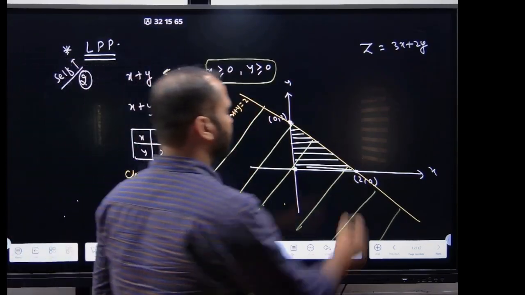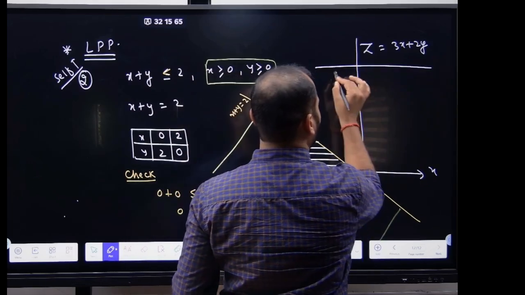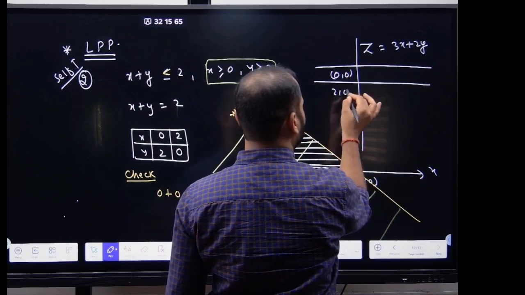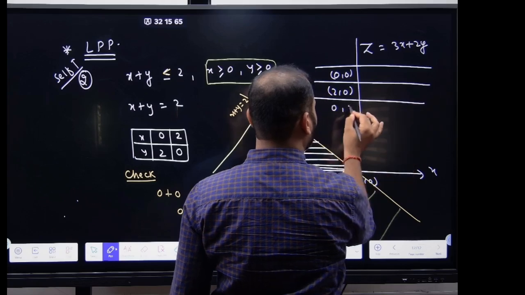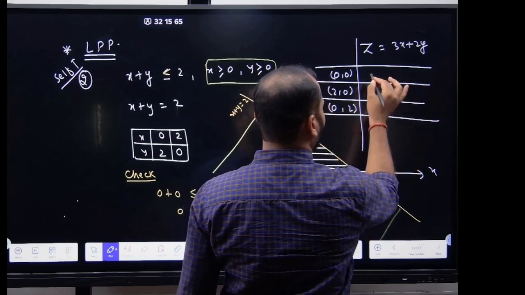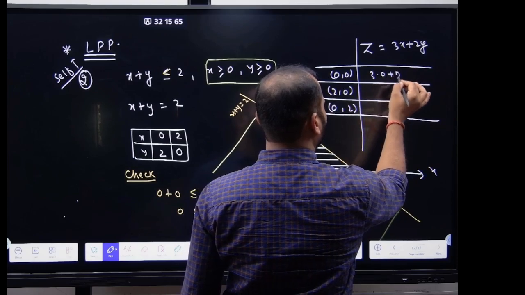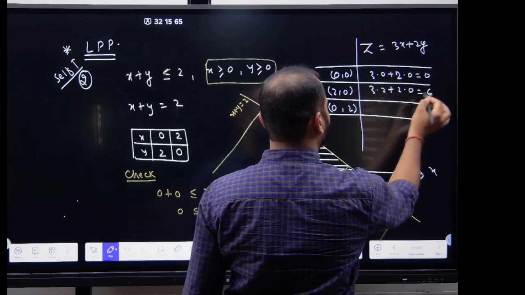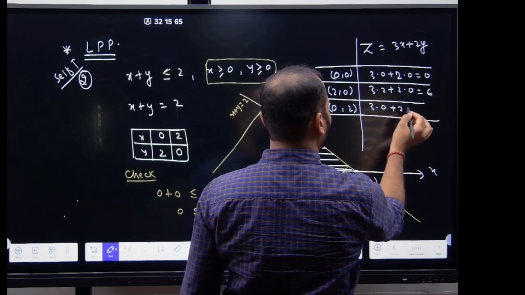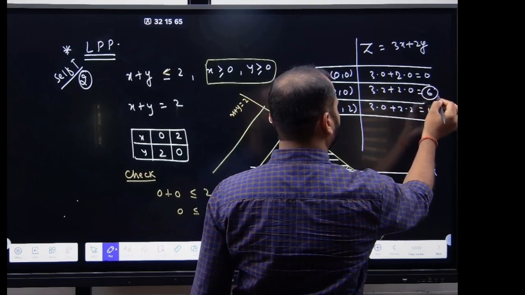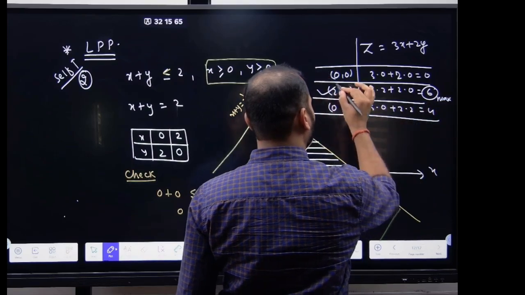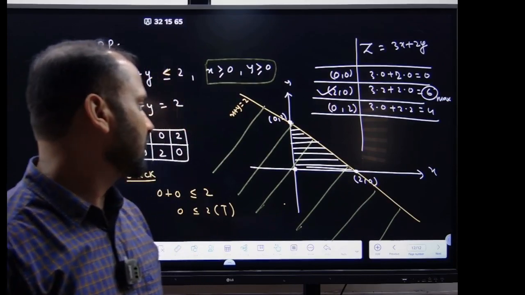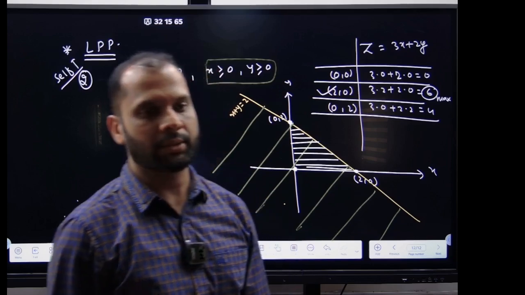How to check? Let z be like this. I should substitute 0, 0, the first corner point. Then 2, 0, the second corner point. Then 0, 2, the third corner point. Corresponding to that, what is the value? 3 into 0, 2 into 0, 0. Then 3 into 2 plus 2 into 0, 6. 3 into 0, 2 into 2, 4. Where is the maximum? This is the maximum, right? So the point corresponding to that is the point of maxima. Where is it? 2, 0. This is the point they are asking you to calculate.